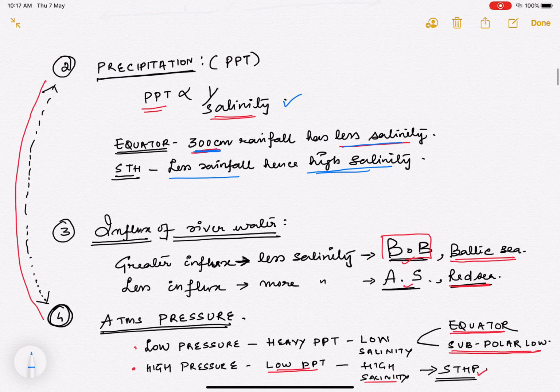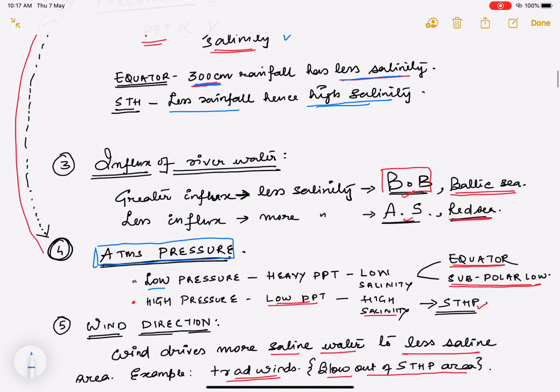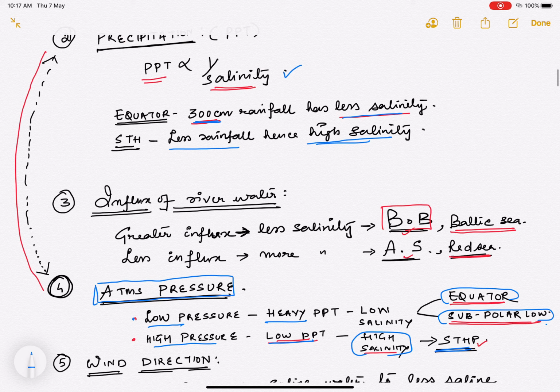Now, with this precipitation, I would first like you to refer to this atmospheric pressure. With respect to atmospheric pressure, look at this: low pressure, heavy precipitation, low salinity. Examples are your equator and your subpolar low. Similarly, high pressure, low precipitation, high salinity. Example is your subtropical high. Next, move on to your influx of the river water. Greater the influx, lesser the salinity. Example is your Bay of Bengal and the Baltic Sea. Bay of Bengal is more continental than Arabian Sea in the figure if you look at it.